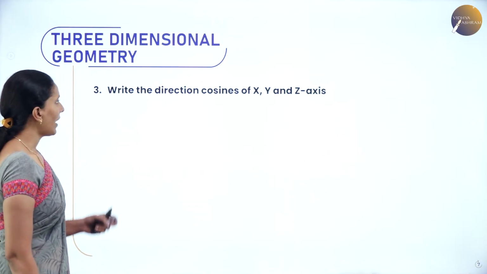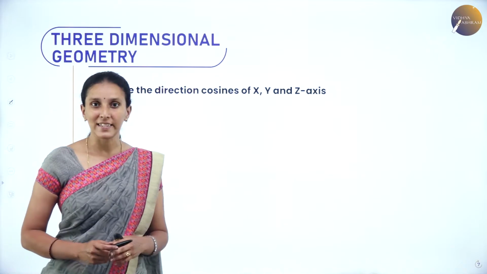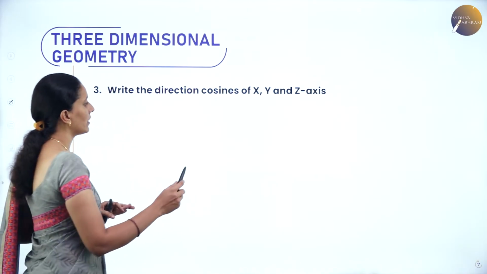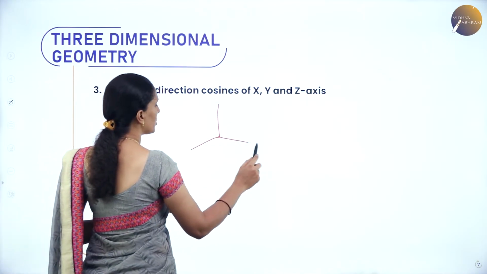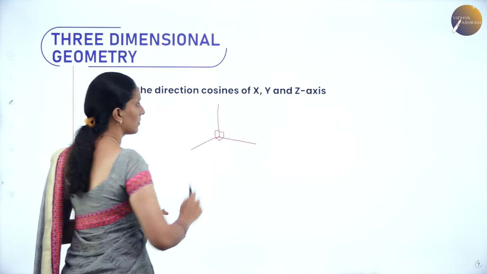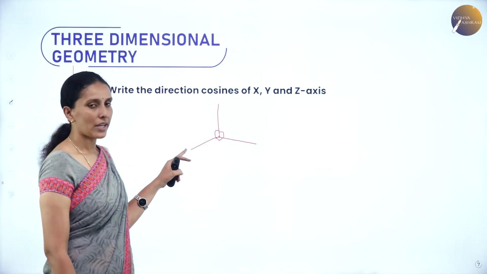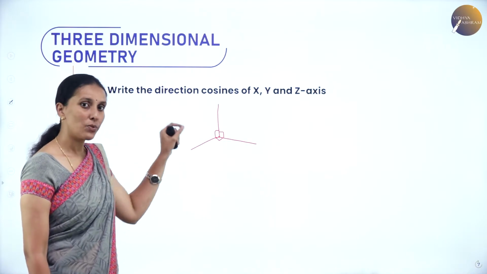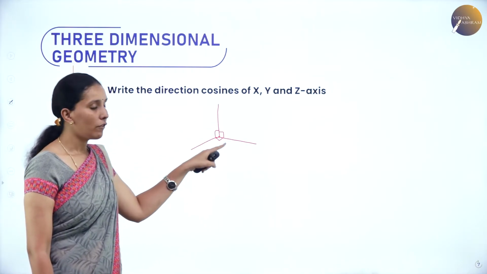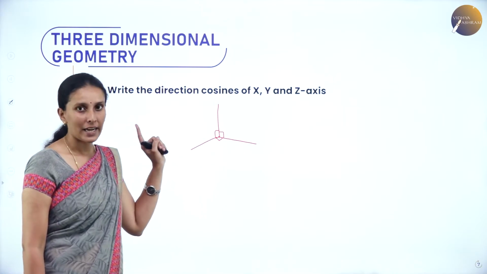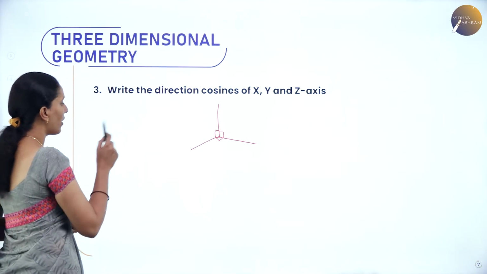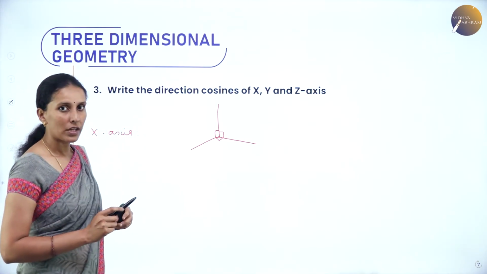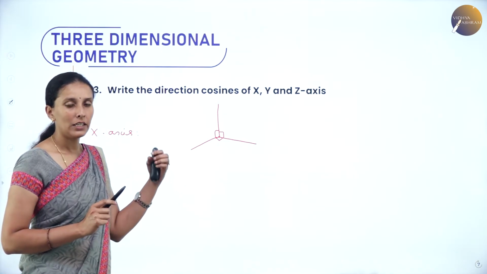Next, write the direction cosines of the x, y, z axes. The x, y, z axes are mutually perpendicular to each other. So if you want the direction cosines of the x axis, the angle created with respect to the x axis is 0, and for y it is 90, for z it is 90 degrees. Therefore for the x axis the direction cosines are cos 0, cos 90 and cos 90.